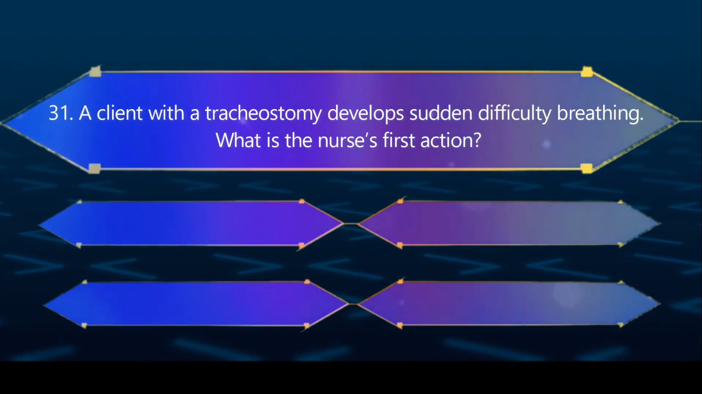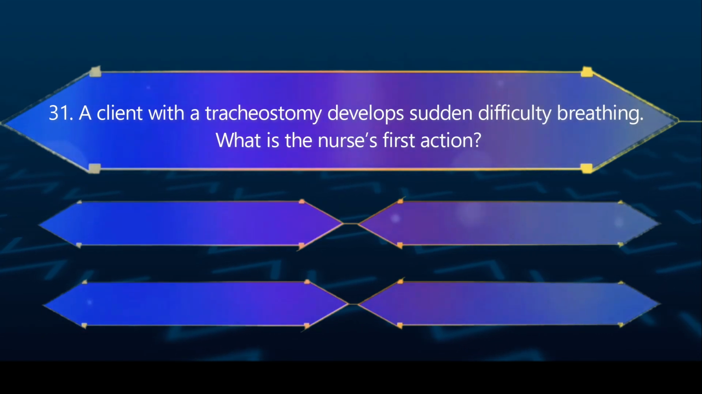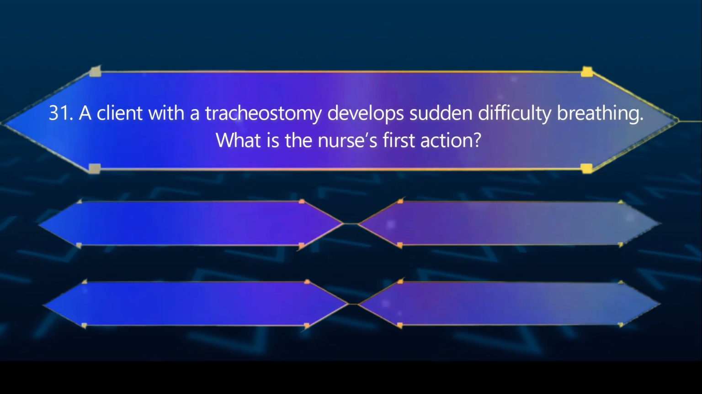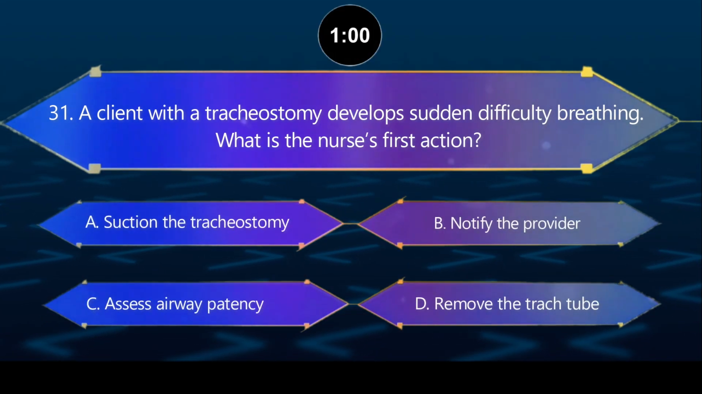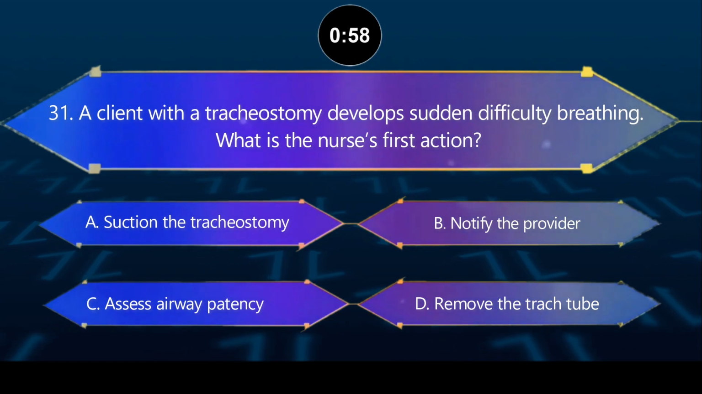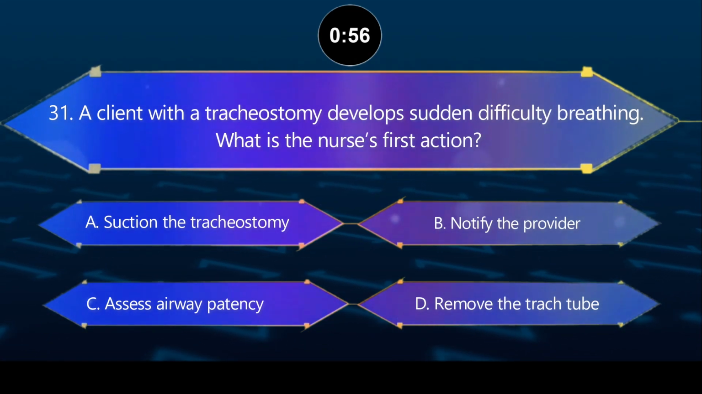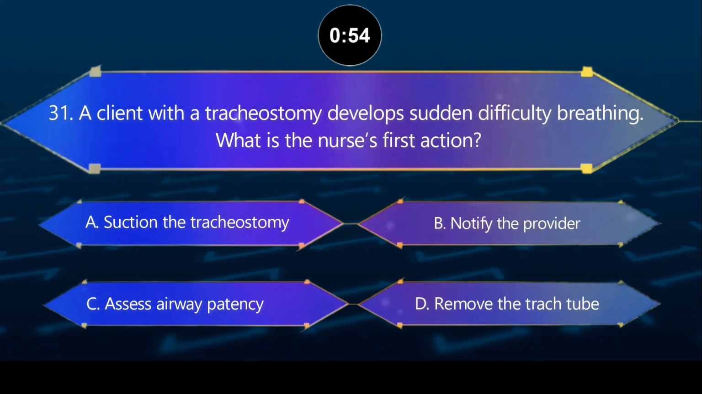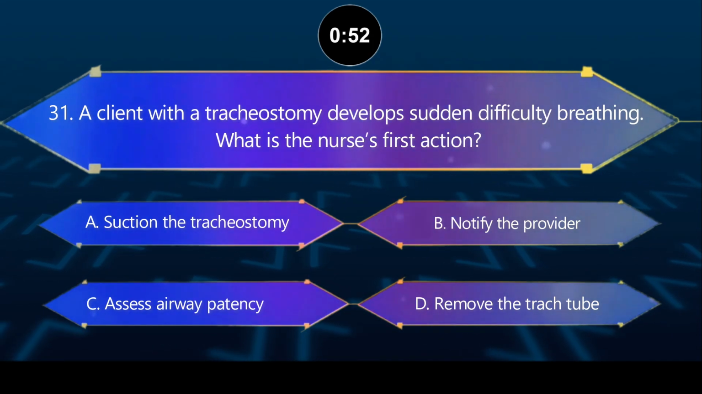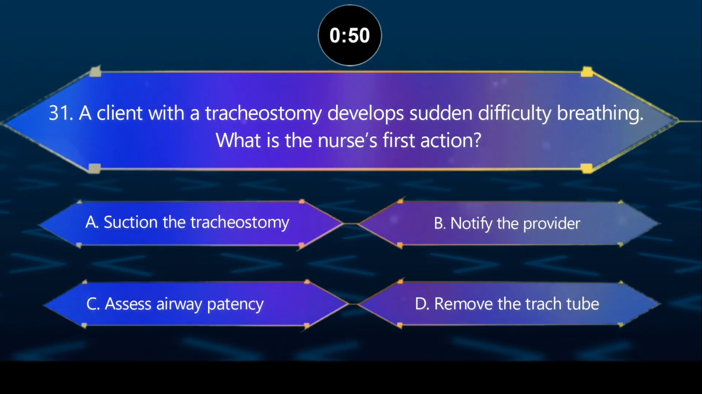31. A client with a tracheostomy develops sudden difficulty breathing. What is the nurse's first action? A. Suction the tracheostomy. B. Notify the provider. C. Assess airway patency. D. Remove the trach tube.